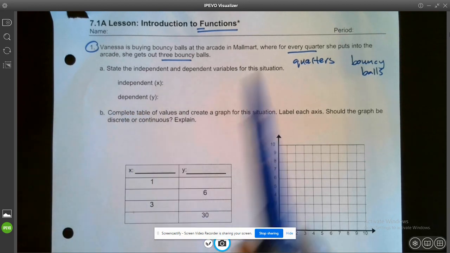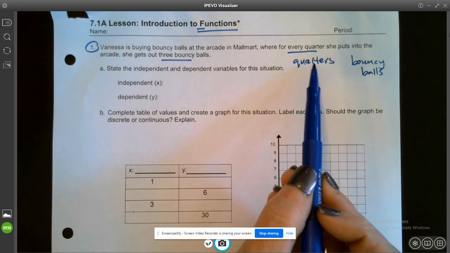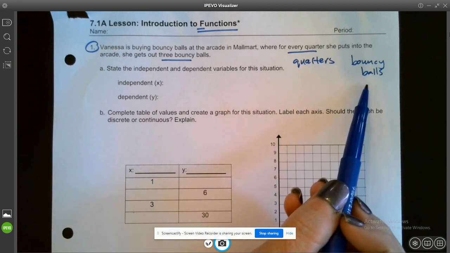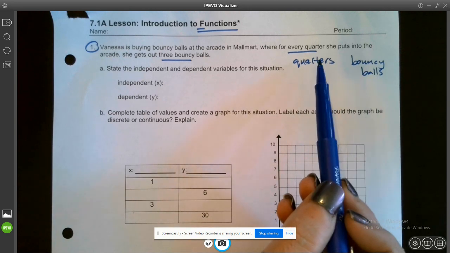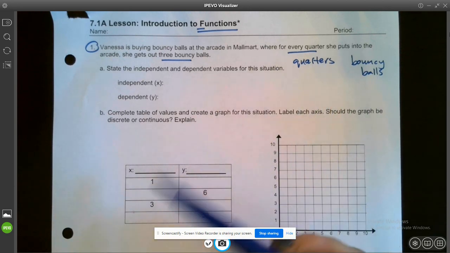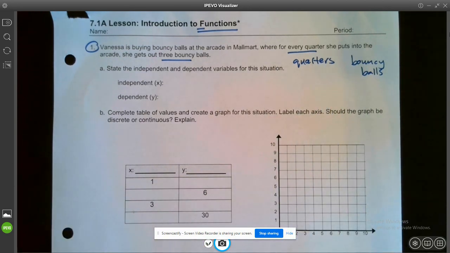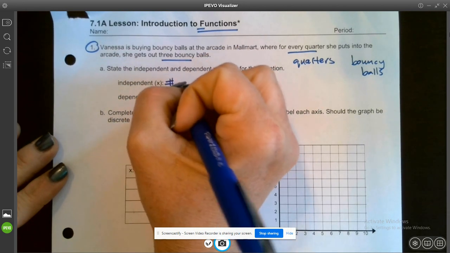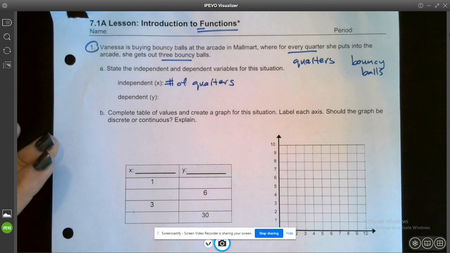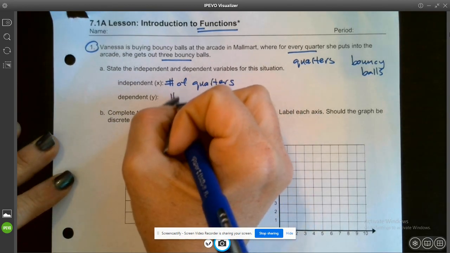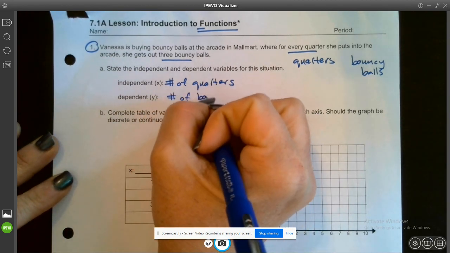So let's think about this. If we put money in, does the amount of money that we put in determine the amount of bouncy balls? Or do the bouncy balls determine how much money we spend, right? Independent, dependent. So you already figured out the independent is going to be the number of quarters. And about 90% of the time, money will be the independent. And the dependent is going to be the number of bouncy balls.